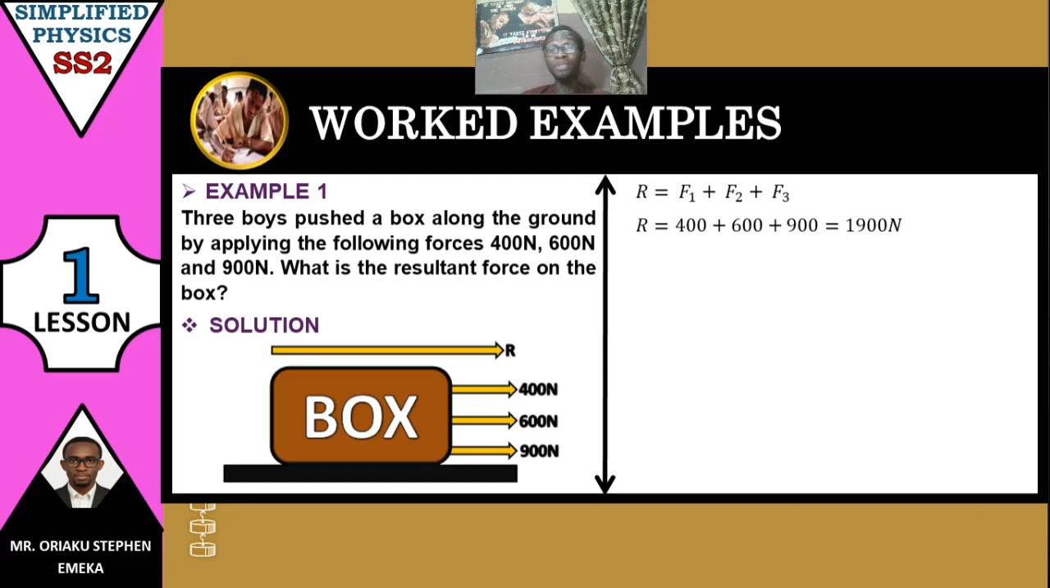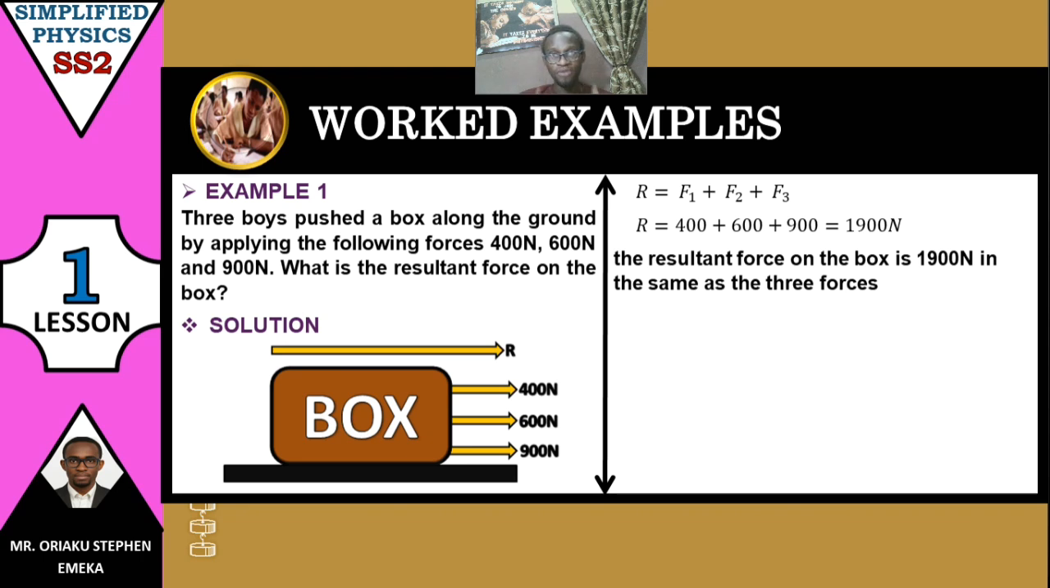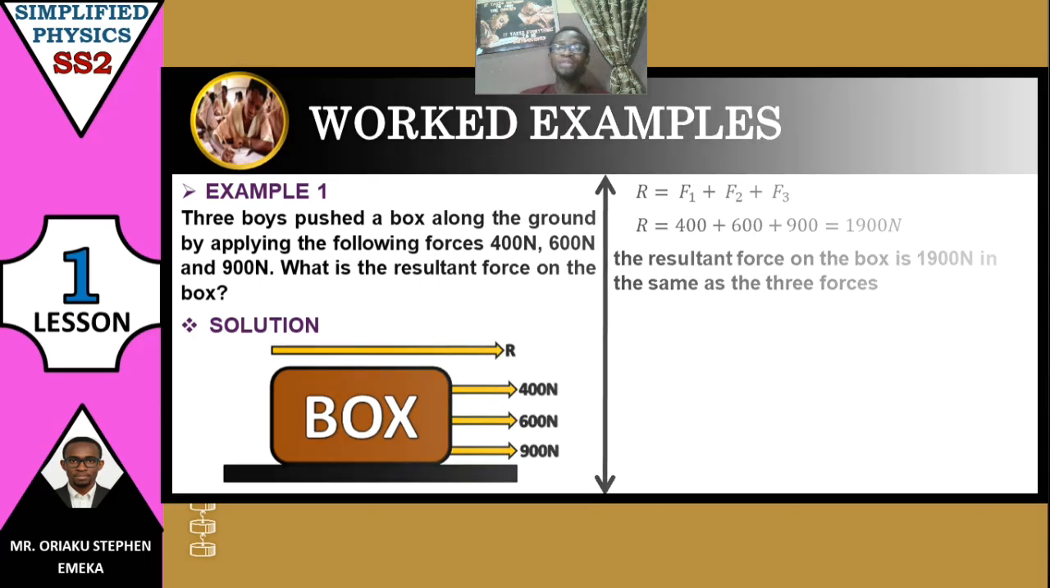1900 Newton. And what is the direction? Because every vector must have a direction. So the direction will be what? Definitely in the direction of these forces. So let's go to the next one.